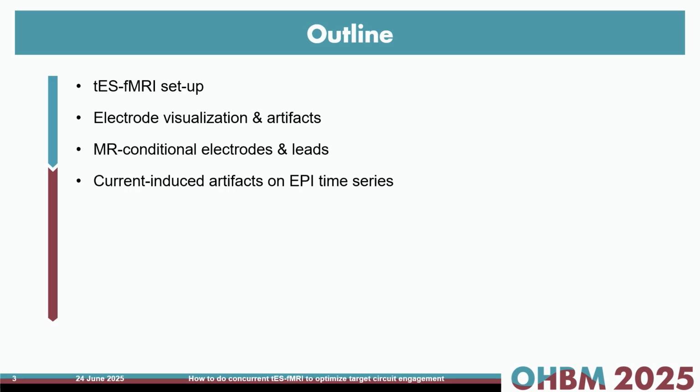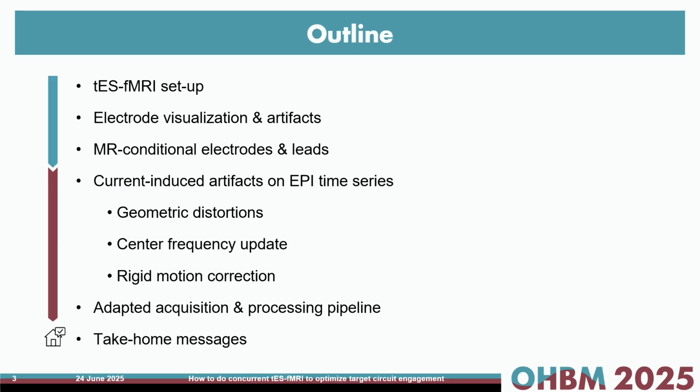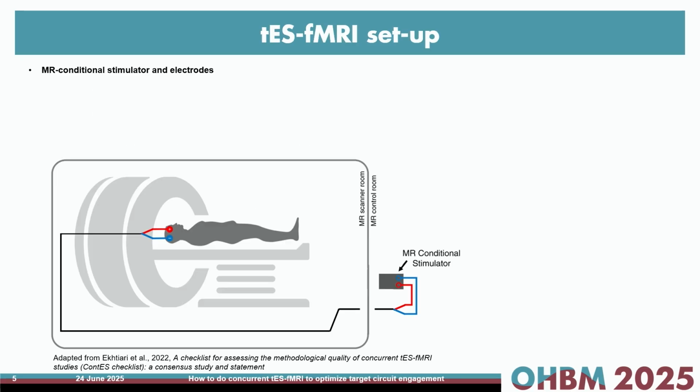EPI time series. I will list three here, although we will see in more detail what each of them mean. And then I'll wrap up this part of the talk by proposing an adapted acquisition and processing pipeline to mitigate these artifacts. I will finish the presentation with a pair of take-home message slides and just try to initiate some discussion as well.